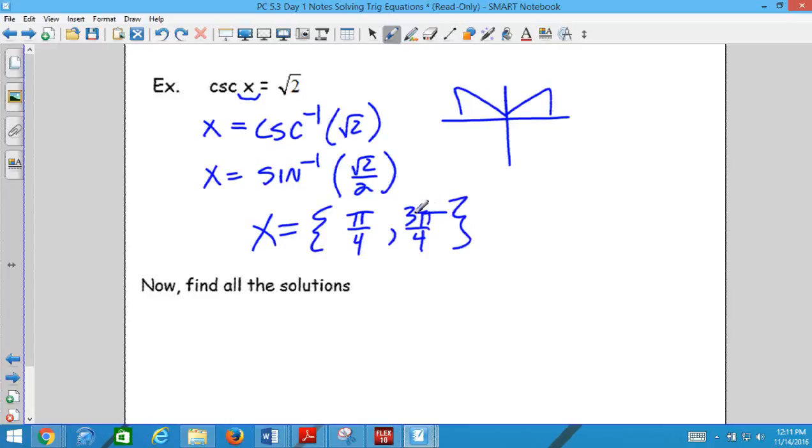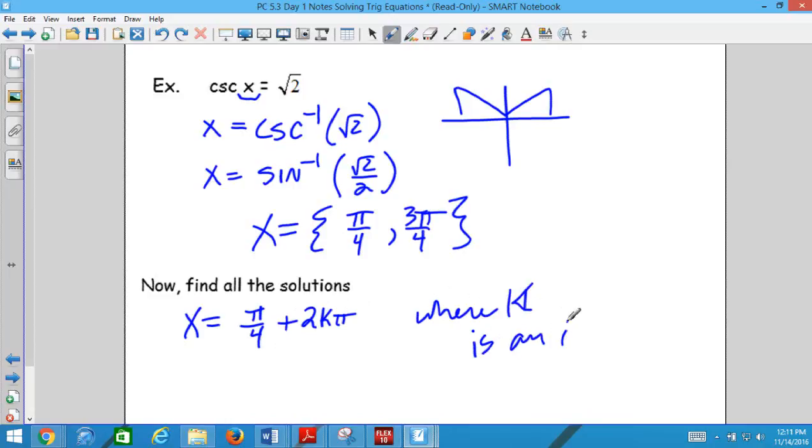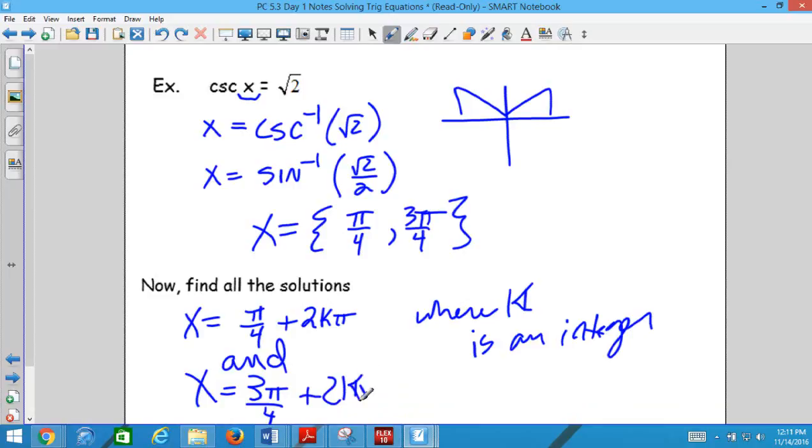And to find infinitely many, I would do the exact same thing, plus 2k pi. So I'd have both angles plus 2k pi. There you go.